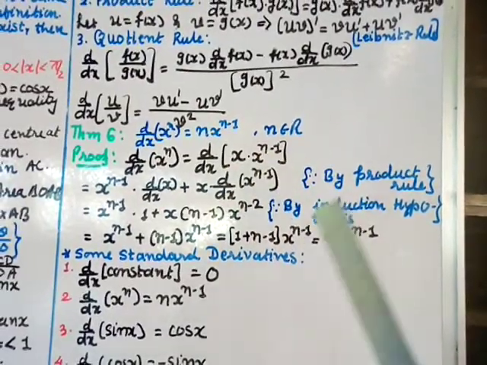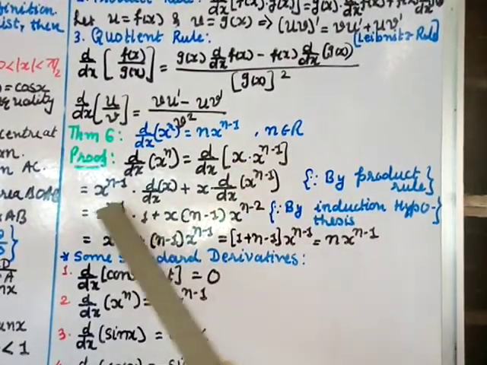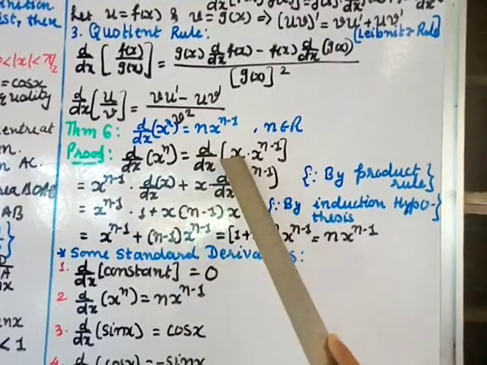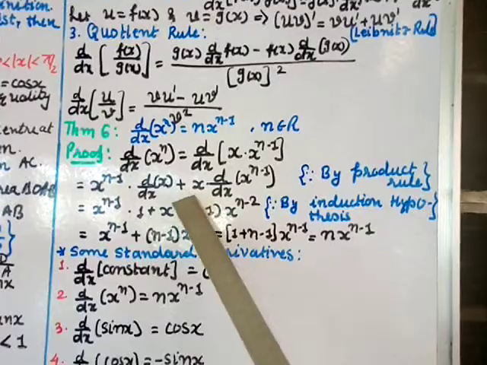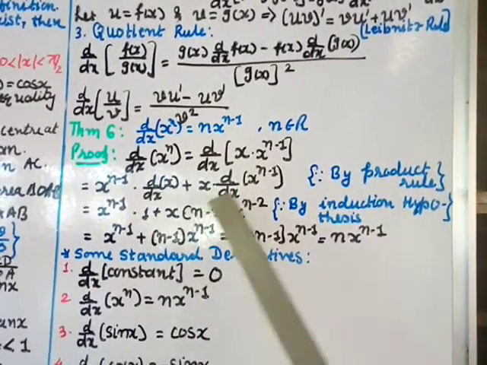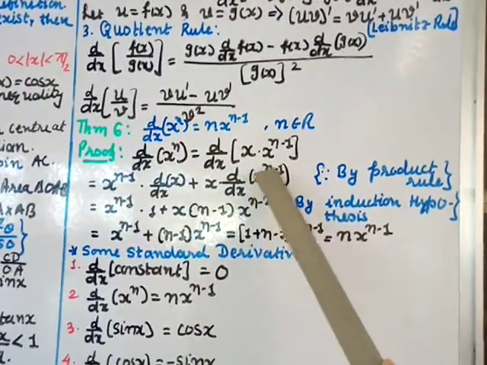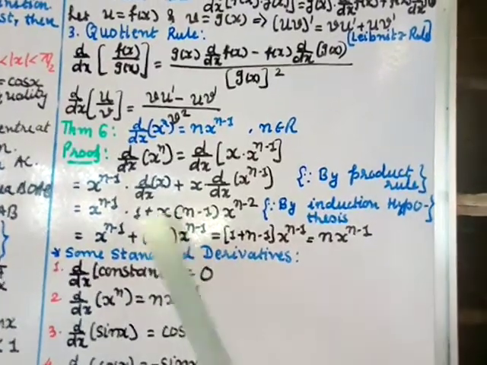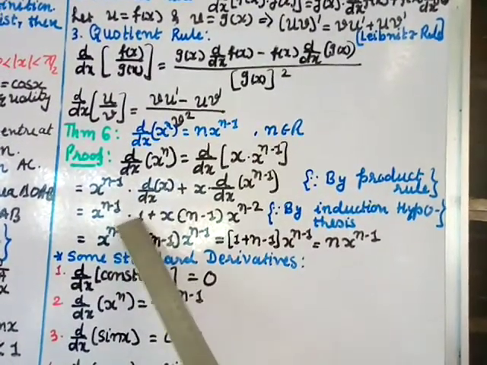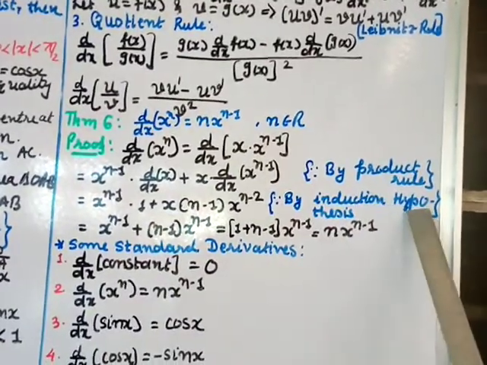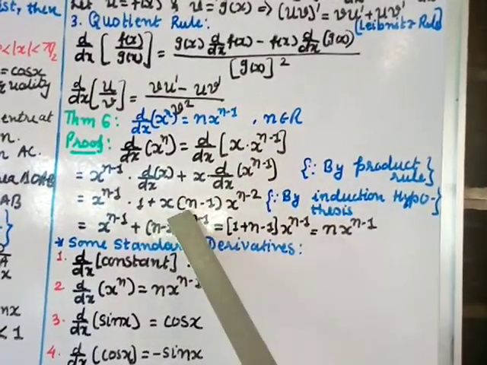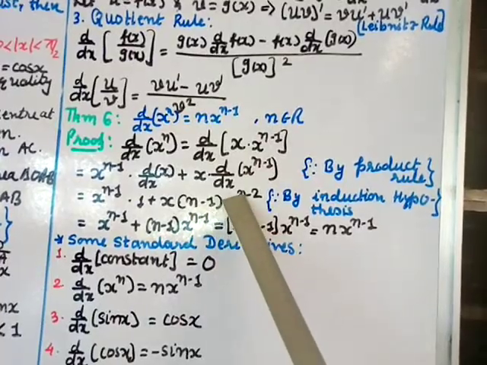Now here you use the product rule. So first you keep x power n minus 1 as it is, into d by dx of the first function, that is x, plus now x as it is, into the differential of the second function, that is d by dx of x power n minus 1. Using the product rule, dx by dx is 1 and x power n minus 1 as it is, this x as it is, and by the induction hypothesis this value will come to be n minus 1 into x power n minus 2.